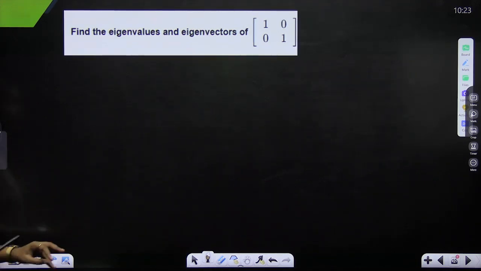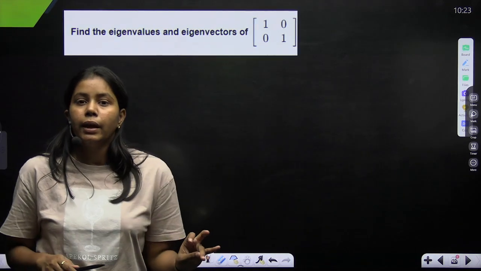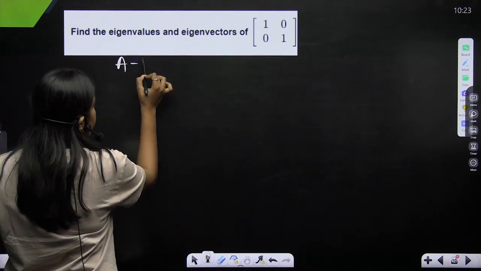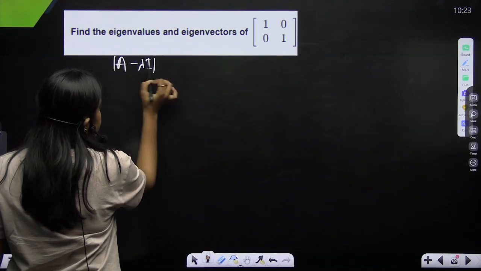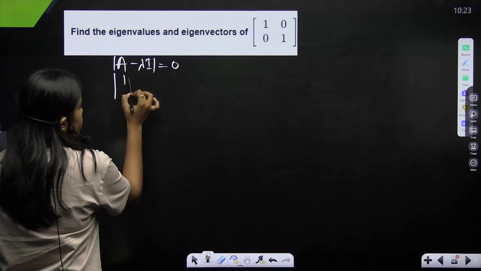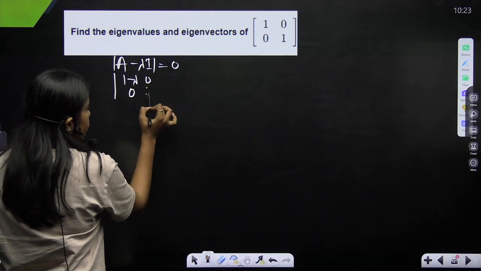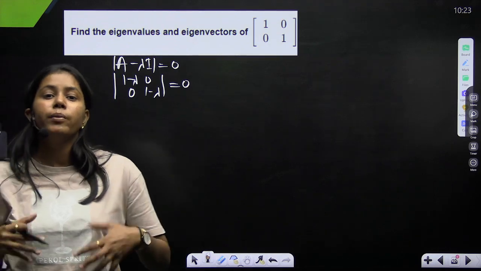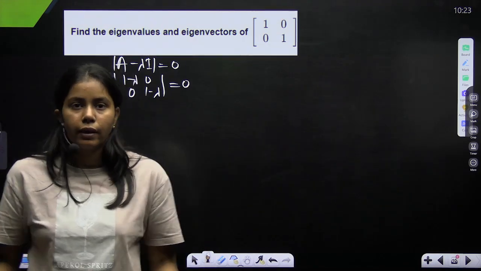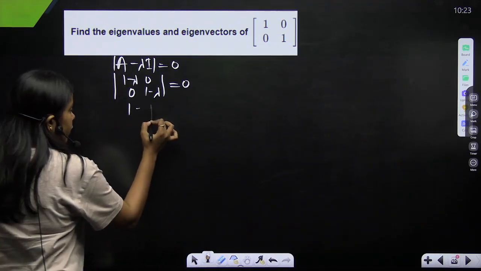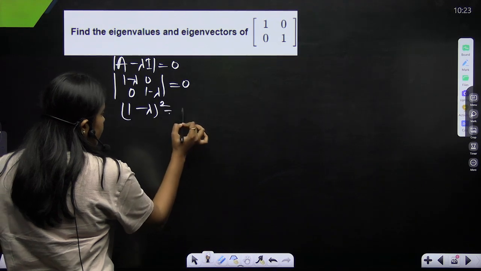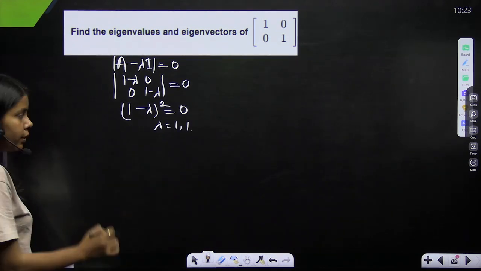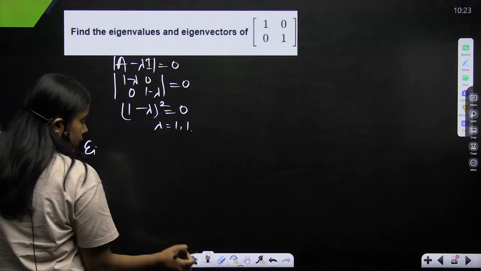Let's see one question. I have this matrix, and the question is to find the eigenvalues and eigenvectors. I'll solve the determinant of A minus lambda I equals 0. So the matrix becomes 1 minus lambda, 0, 0, 1 minus lambda. I have just taken a simple matrix to make you understand the concept. So I got (1 minus lambda) squared equals 0, lambda equals 1, 1. We got the same eigenvalues.